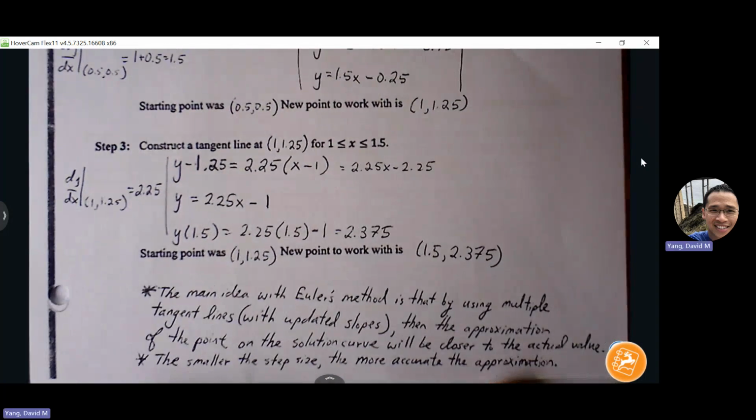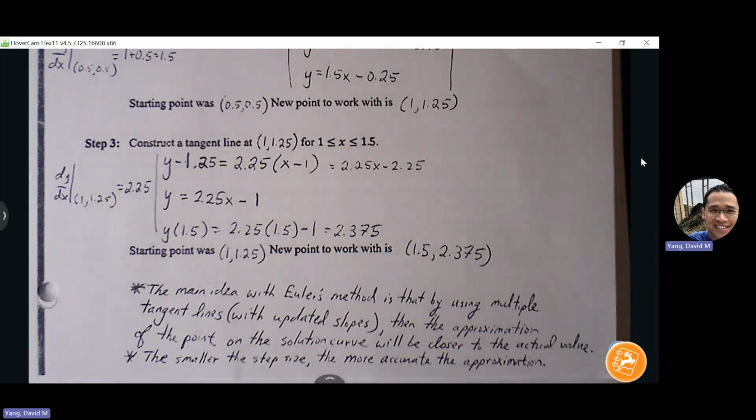Okay, so the main idea with Euler's method is that by using multiple tangent lines with updated slopes along the way, the approximation of the point on the solution curve will be closer to the actual value. And again, the smaller the step size, the more accurate the approximation. Is there a way to make the steps infinitely smaller? If we did that, then it would no longer be an approximation.